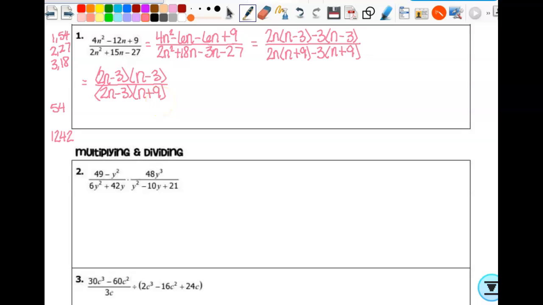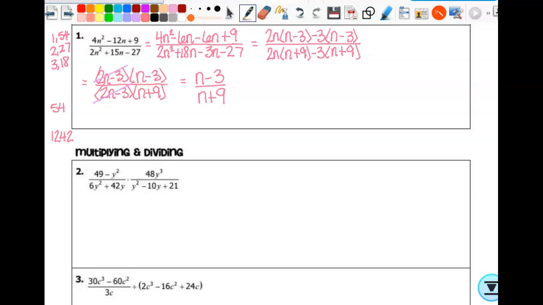At this step, I now have it down to 1 big term in the numerator and 1 big term in the denominator. Yes, there's like 4 little terms in here, but overall this is all 1 big term, 1 big term. Now you're allowed to actually reduce things, and 2n minus 3 over 2n minus 3 becomes 1. So then that leaves me with n minus 3 over n plus 9. Can I cancel the n's out now?